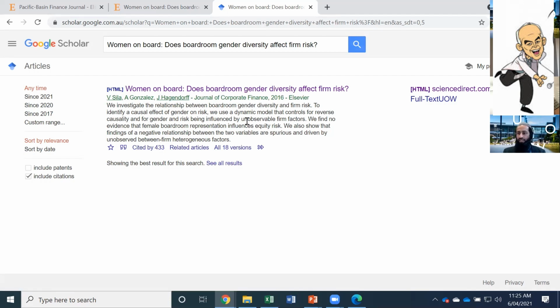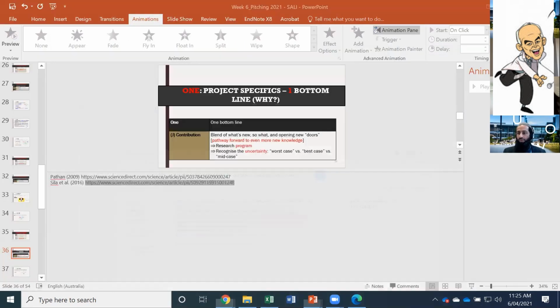So you can see the contribution they have made in the literature by showing that female directors do not affect firm risk. It has opened up a huge stream of literature, and many people are now building their research projects around that.